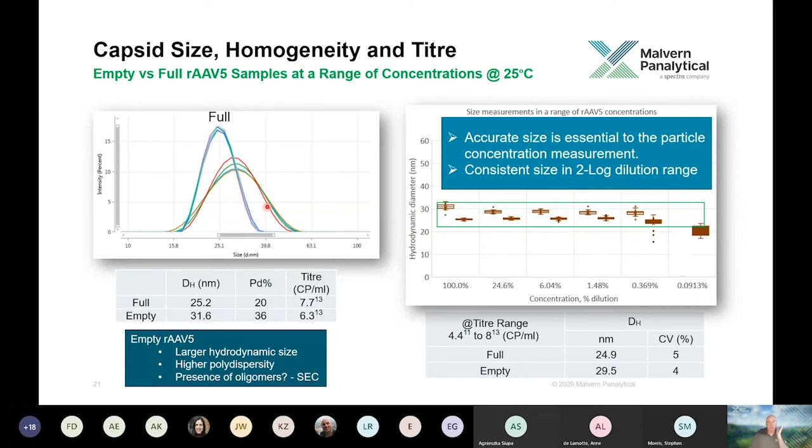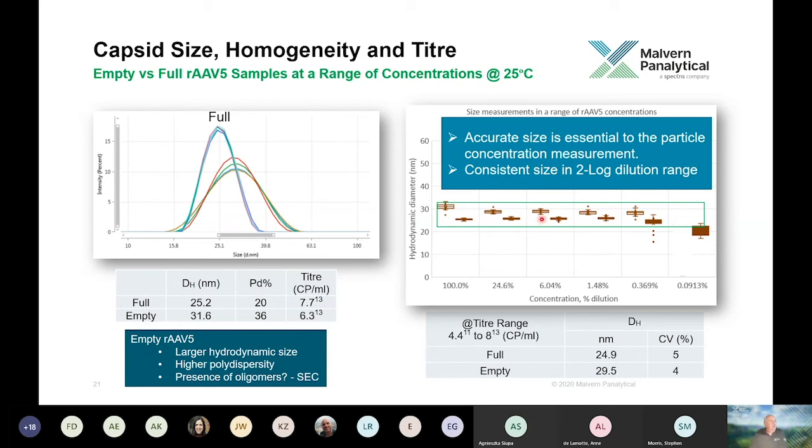How can we prove that? Well, we've got the ability to use size exclusion because we sell size exclusion. Size exclusion is a separation technique that allows us to determine whether we have aggregates present. And if we have aggregates present, it can give us some quantitative information as well. You'll notice here that both full and empty were about 10^13 particles per mL in this case.